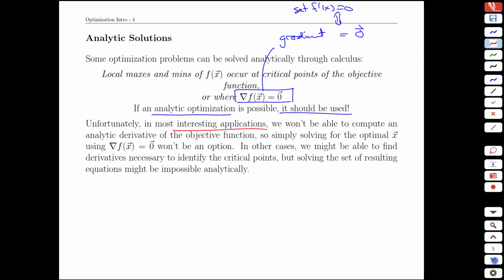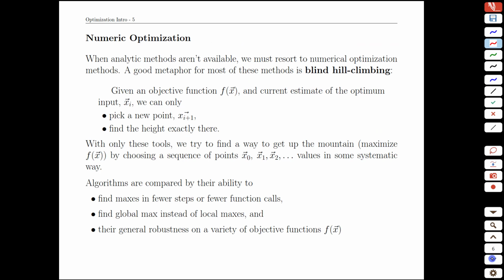So what do we do instead? We go to numeric optimization. Again, we think of numerical methods as something we have to resort to, because it's not our first choice. We should do the analytical methods if they are available to us. If we do resort to them though, here's what we're getting ourselves into.